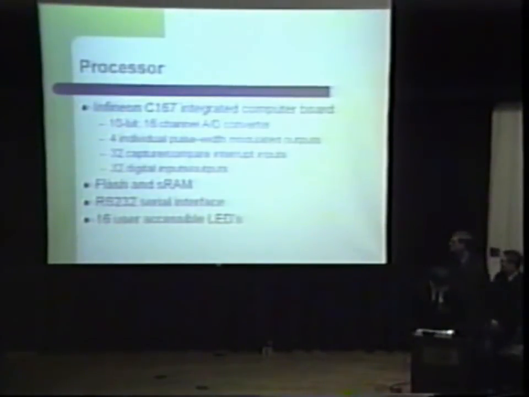The processor that we used was an Infineon C167 integrated computer board.